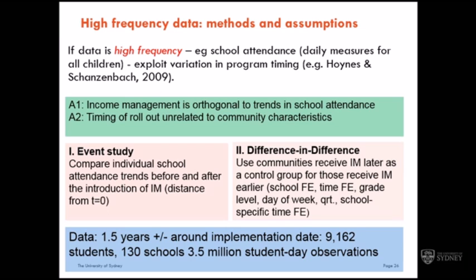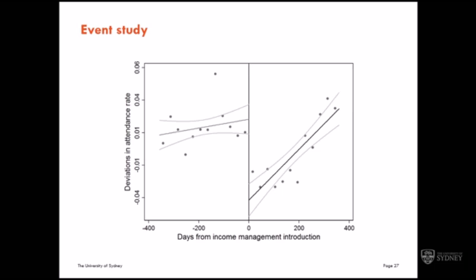So we have high frequency data. The education data is daily school attendance data. So on the 12th of September in one of these communities down south of Alice Springs, we see exactly what the school attendance rates are just before and just after. This high frequency data allows us to do exactly this. This is called an event study.